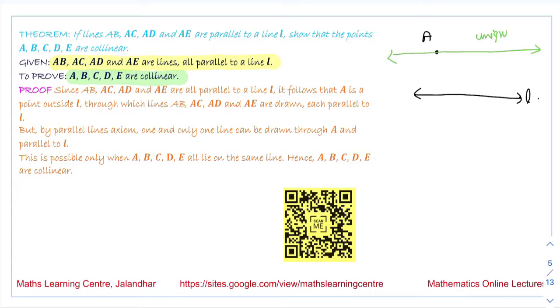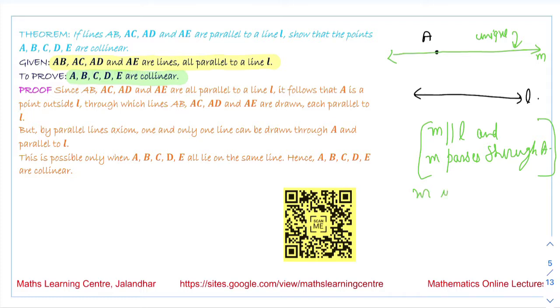This line is unique, one and only one line we can draw which is parallel. Suppose I am saying this line is M, so M is parallel to L and M passes through A, and this line M is unique. Unique means only one and only one line is there.